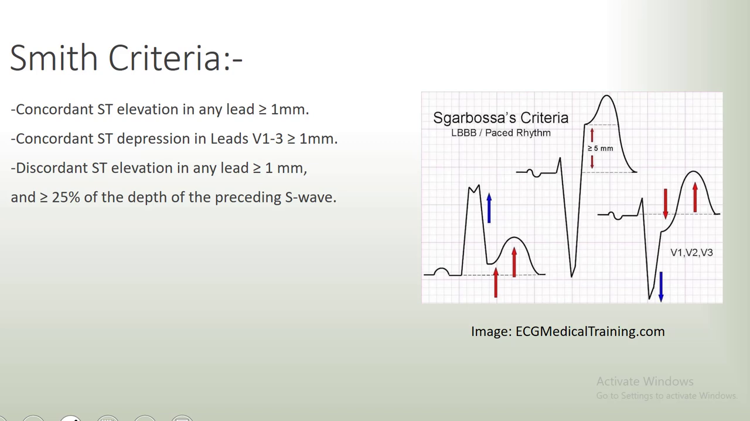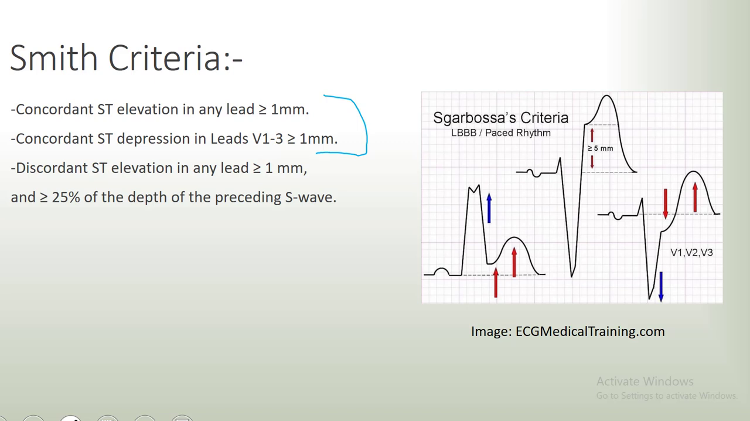Now, because of these limitations, they developed new criteria. Those are the modified Sgarbossa criteria, or the Smith criteria. The difference is that these criteria are not weighted, meaning they don't have a scoring system, and the presence of any of the criteria can establish the diagnosis. The first 2 criteria are the same, and only the third criterion is different. It's because they think that the ST elevations that are discordant are relative to the S wave. So if you have a small S wave, you're going to have a small ST elevation, and if you have a large S wave, you're going to have a large ST elevation. So you shouldn't have an absolute number, since the size of the ST elevation can change depending on the size of the S wave.